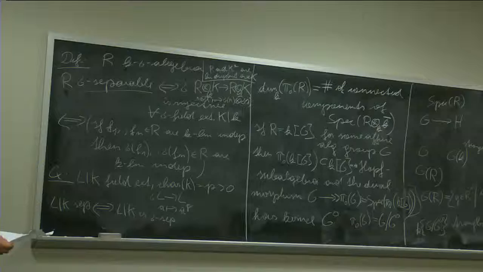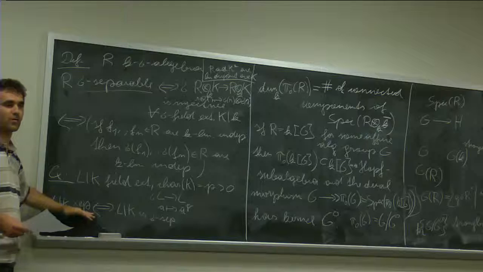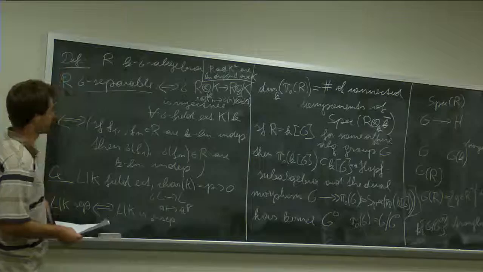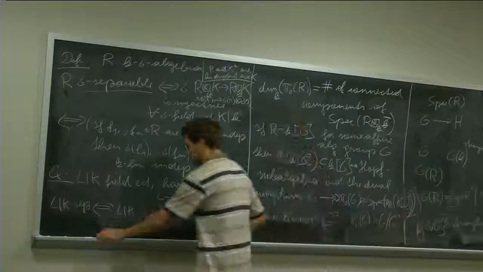In fact, there are a lot of other equivalent definitions, but it's really similar to the equivalent definitions of a separable algebra. You just replace the Frobenius endomorphism with sigma, and everything works the same way. So this is some more or less technical difference algebra condition, which may seem a bit technical, but which is really useful.